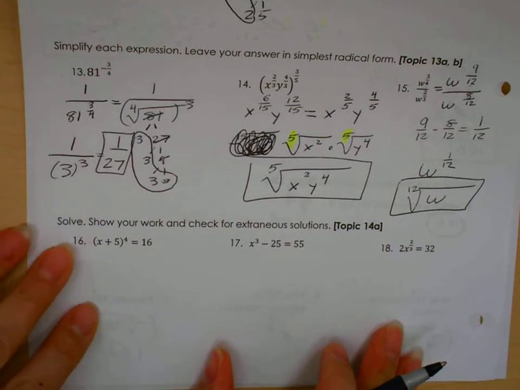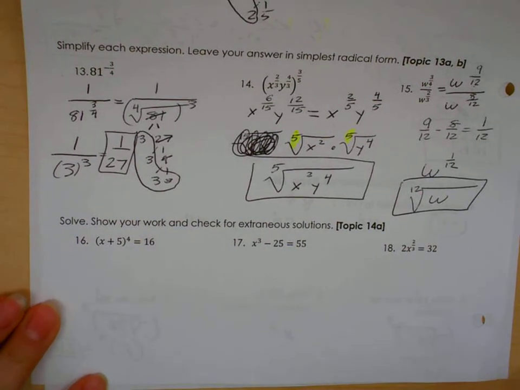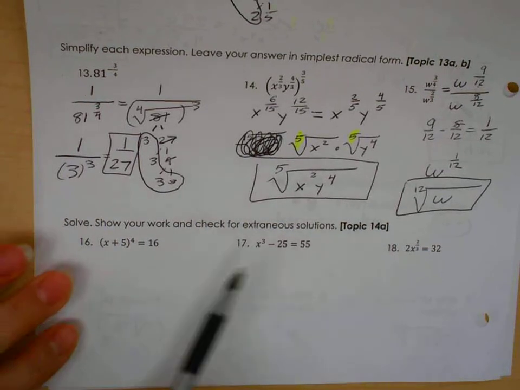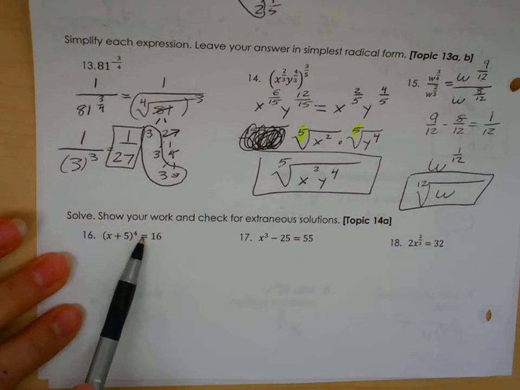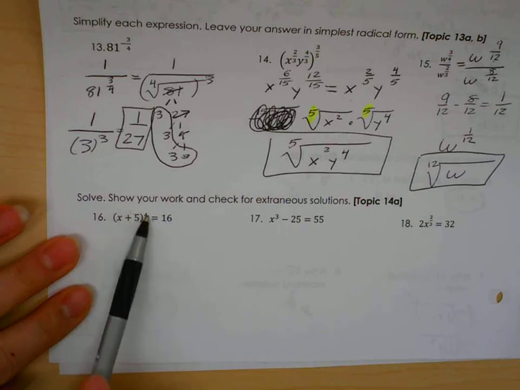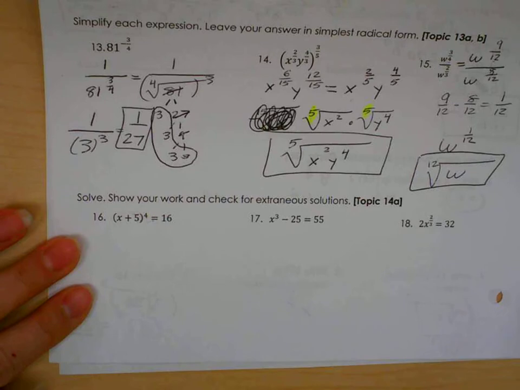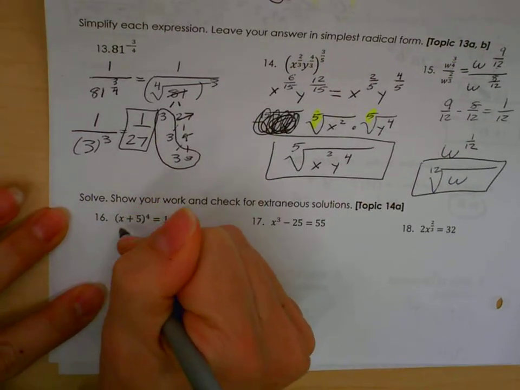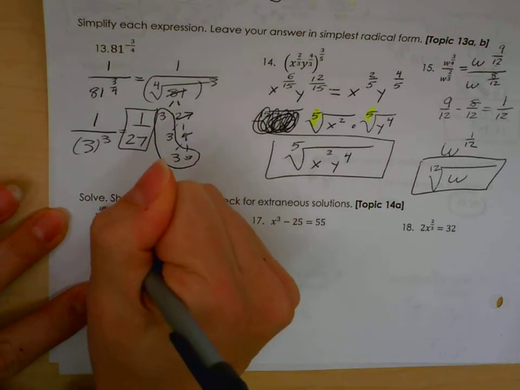All right, moving on to topic 14a. So we're looking at questions 16, 17, and 18. I need to solve. And this whole piece here is raised to the fourth power. So the opposite of raising something to the fourth power is taking the fourth root. So I'm going to take the fourth root of both sides.